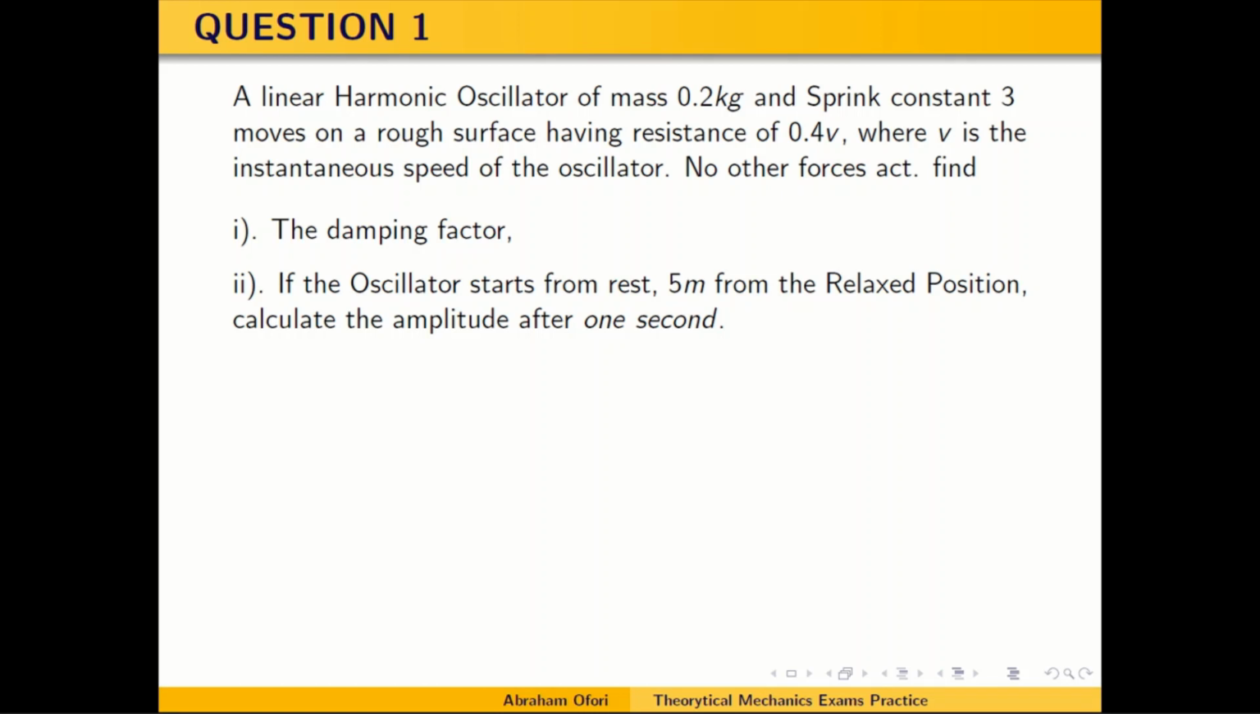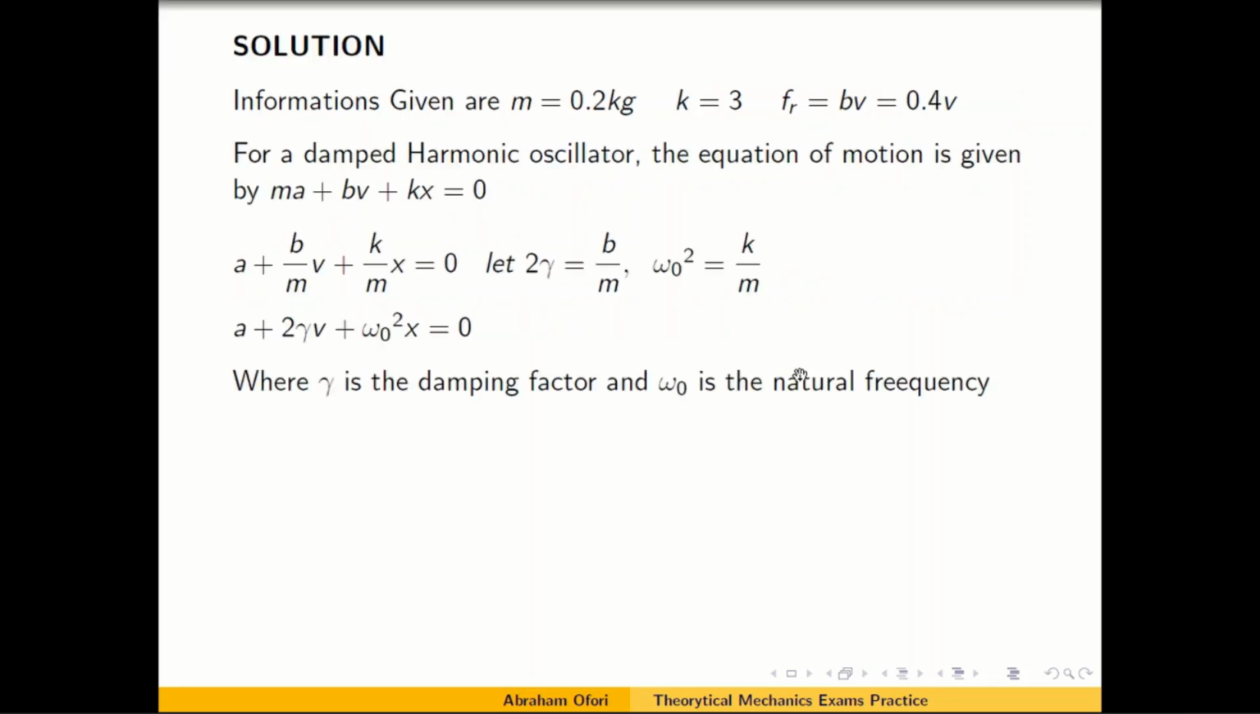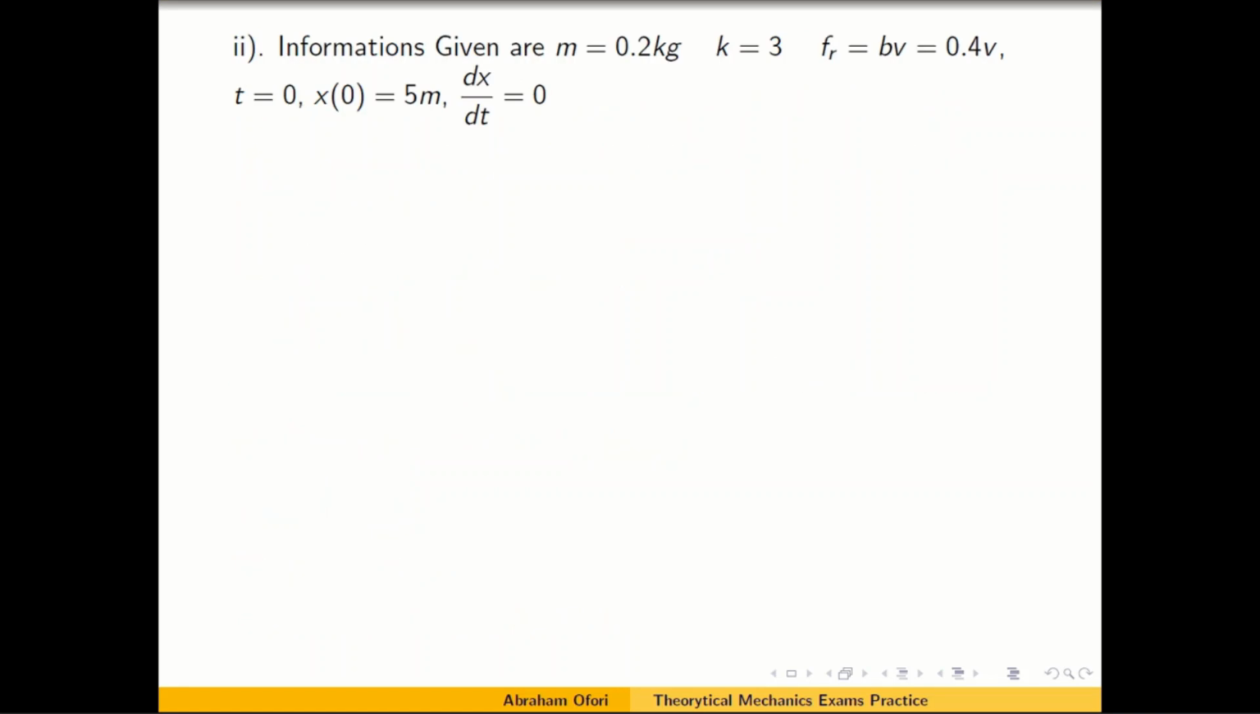So at that point, time is equal to 0, the velocity at that point is also equal to 0, and the position is given as 5 meters. Okay, so take them and then you apply them. So the information given in the second statement is still from the question.